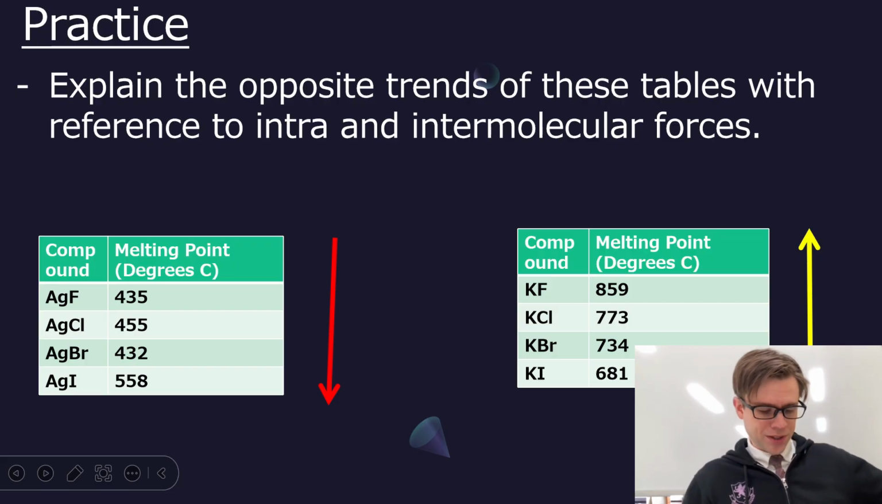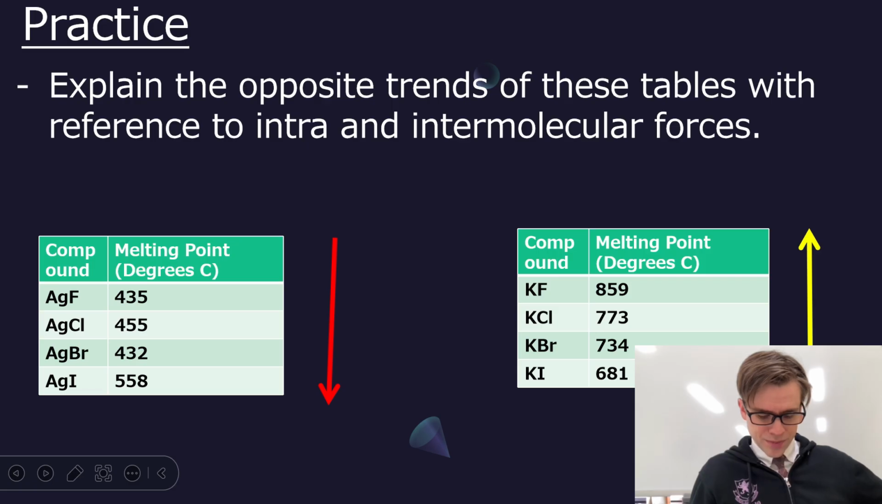So some practice. Explain the opposite trends of these tables with reference to intra and intermolecular forces. All right. So I want to look at the right side first, actually. It's more clear that as you go from bottom to top, there's an increase in melting point, and as you go from top to bottom, there's a decrease. And I think that's because these are ionic compounds. KF, KCl, KBr, KI. You can check the electronegativity difference between those, and it's going to be pretty high, I think, around 1.8 or higher.